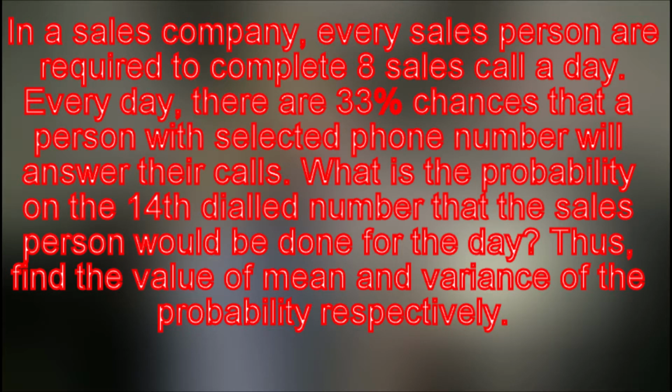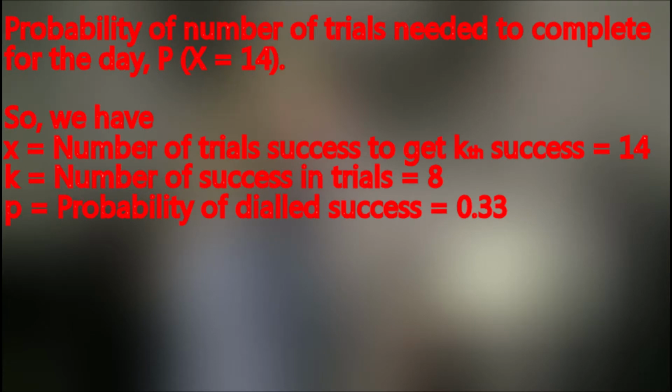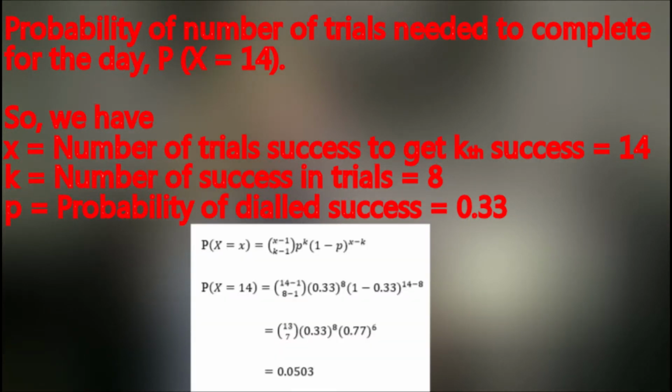For this question, we have extracted X, which is 14, as the dialed number, K as the 8 completed successful sales calls a day, and P, which is 0.33, as the probability of a successful call. After we get all the information, we can enter it in the negative binomial distribution formula and we will get the answer of 0.0503.